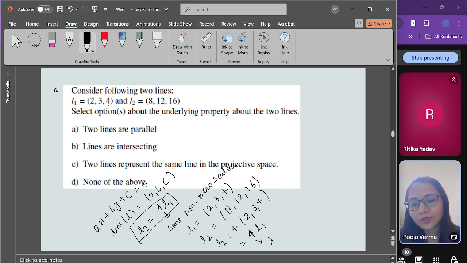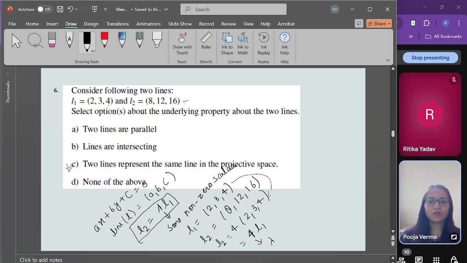So the two lines represent the same line in the projective space. They are not distinct lines, so they are neither intersecting nor just parallel. They are identical, because they relate to the same line with some scaling factor. So we can correct this answer: these two lines represent the same line in the projective space by some scaling factor.